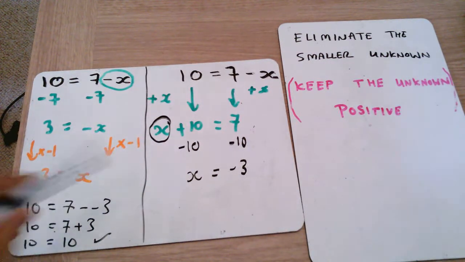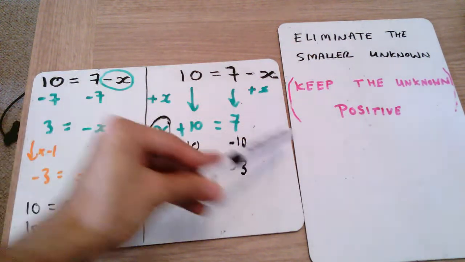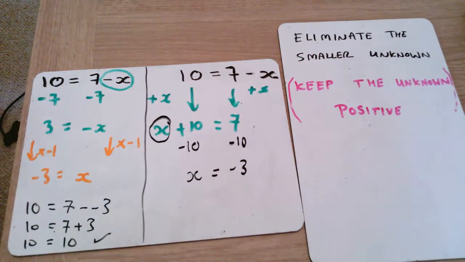And we can see we've got the same answer here as we did here. It does not matter which method you use. If you prefer to isolate the unknowns this way, that's fine. If you'd rather make the unknown positive first, that is also okay. Either method is fine. You can choose which one you want to use.